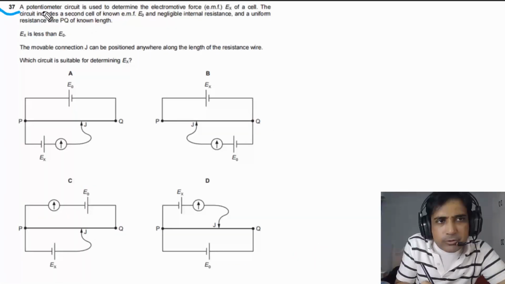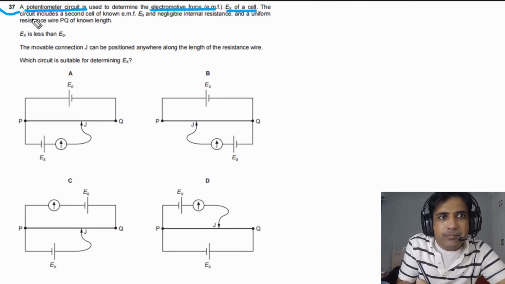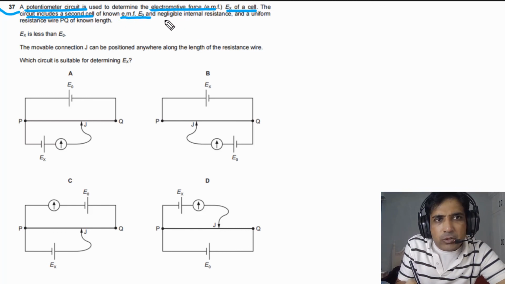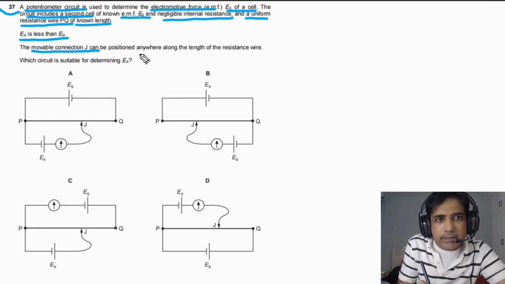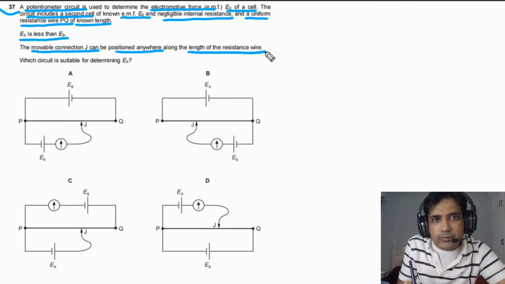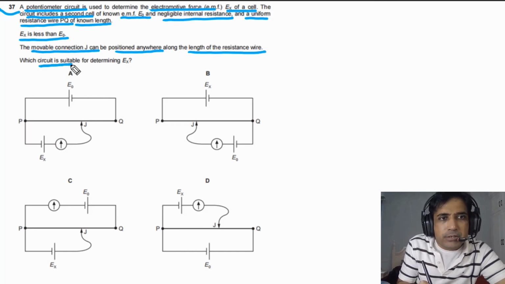For question number 37, it is given to us: a potentiometer circuit is used to determine the electromotive force EX of a cell. The circuit includes a second cell of known EMF E0 and negligible internal resistance, and a uniform resistance wire PQ of known length. EX is less than E0. The movable connection J can be positioned anywhere along the length of the resistance wire. Which circuit is suitable for determining EX?